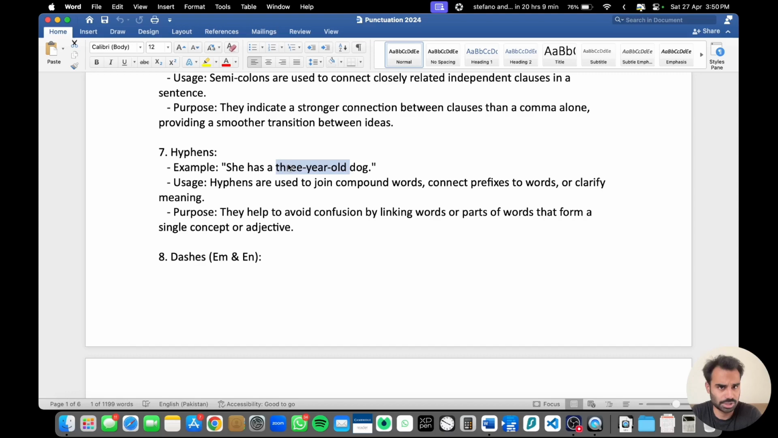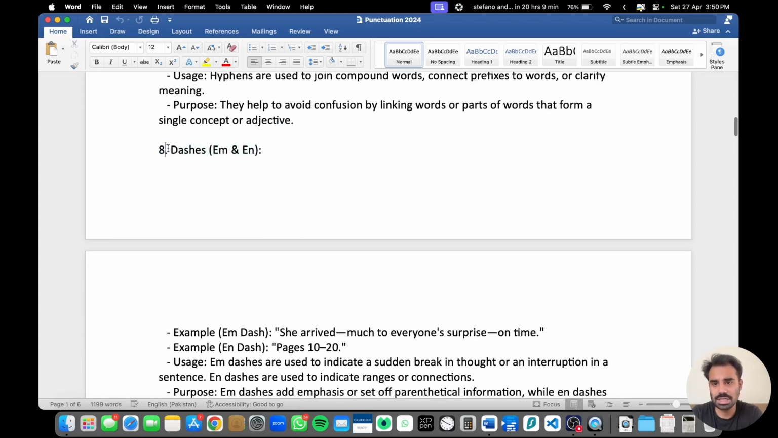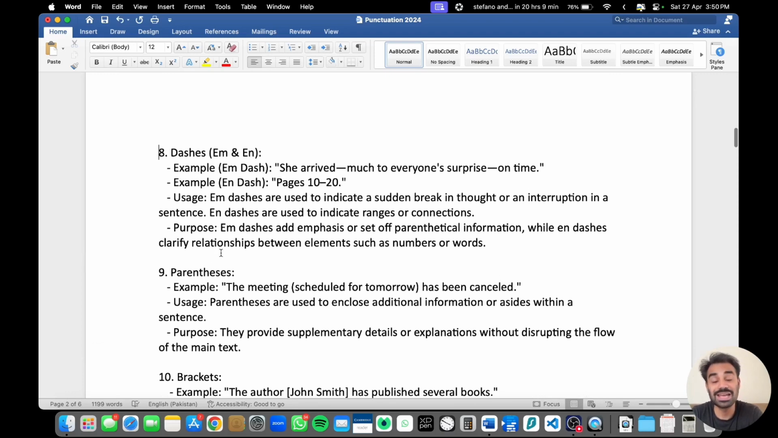This is one of the examples used over here. Okay, now the M dash and N dash. Let me just move down to the next page. So the M dash and N dash. Remember, guys, the M dash, we studied, is used to put pauses, any interruptions, any sudden breaks or pauses. That's why we put the M dash, the longer one. And the N dash is used to create a little bit of difference when we are writing a range of numbers, dates, or separating different numbers. So the usage says the M dashes are used to indicate a sudden break in thought, or an interruption in a sentence, whereas the N dashes are used to indicate ranges or connections.